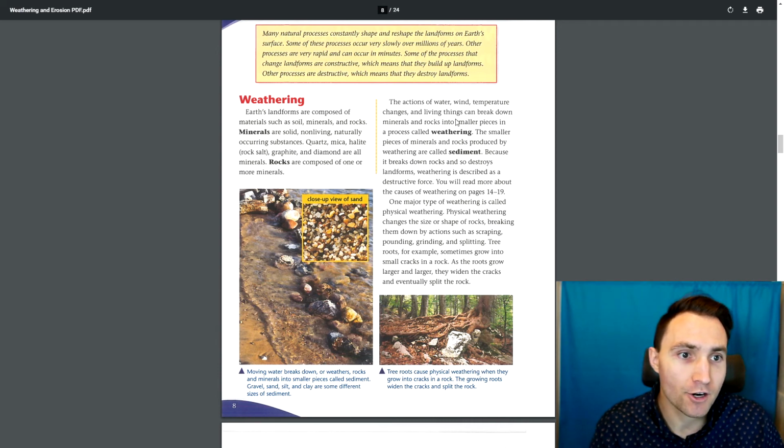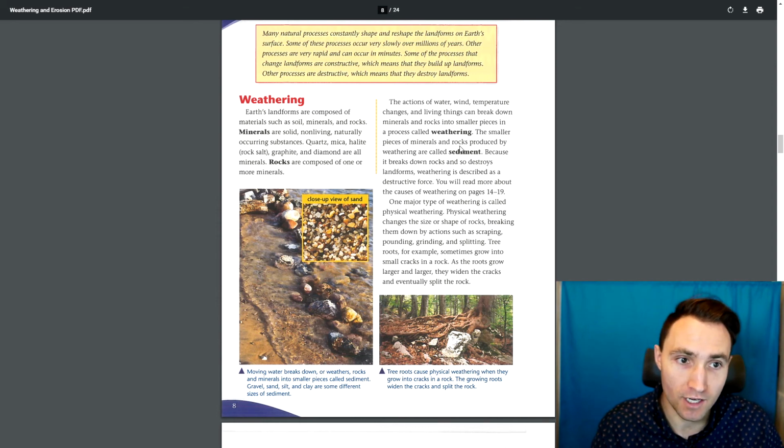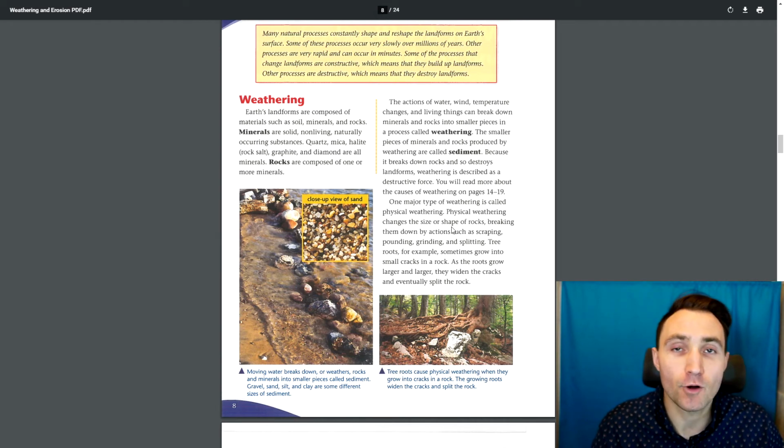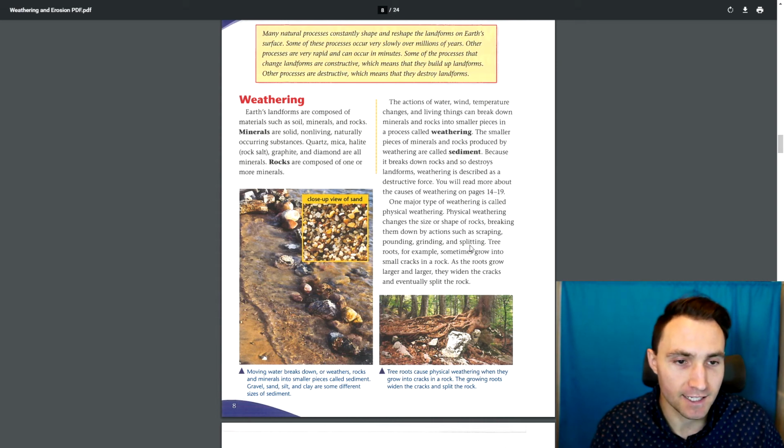All right, the actions of water, wind, temperature changes, so getting hot or cold, and living things can break down minerals and rocks into smaller pieces in a process which is called weathering. So weathering occurs when water, wind, temperature changes, or living things break down minerals and rocks into smaller pieces. The smaller pieces of minerals and rocks produced by weathering are called sediment. Because it breaks down rocks and so destroys landforms, weathering is described as a destructive force. You will read more about the causes of weathering in pages 14 through 19.